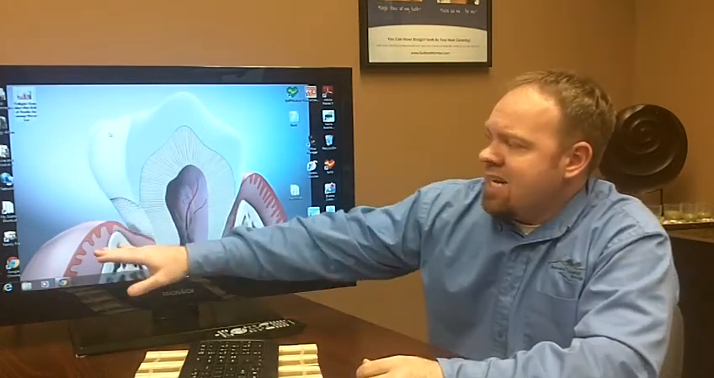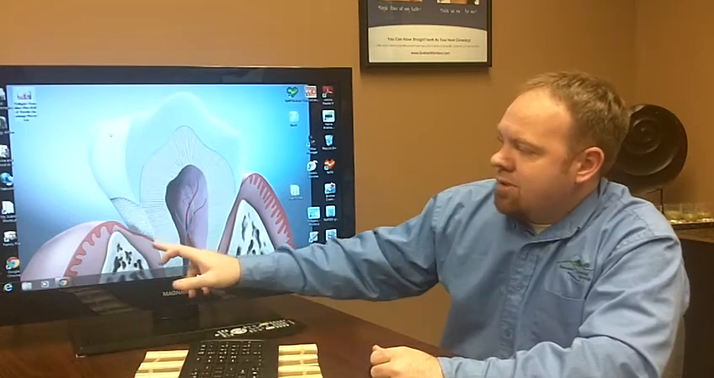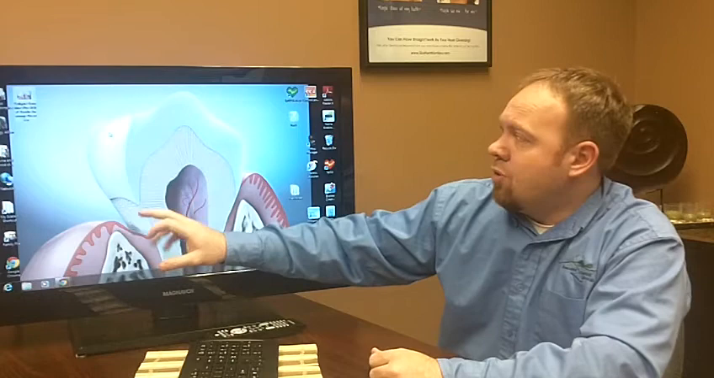If the gums recede, then we show this sensitive part of the tooth right here, and your teeth can be sensitive. If the gums are inflamed, that can also cause the tooth to be sensitive. So it's a very complex, little complex organ there that we have.